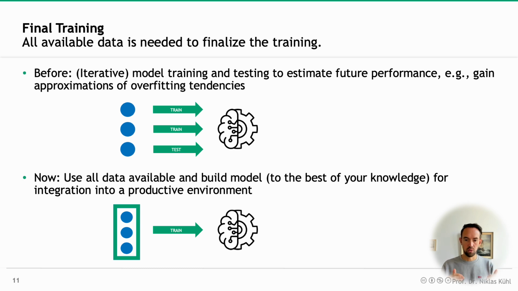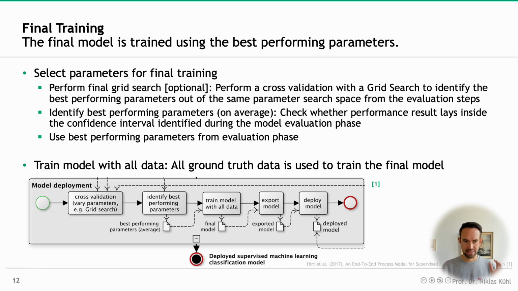Now, the goal is a different one, right? We have an understanding on how well our model performs, which parameters work well, etc. So now it's about using all the available data, and we want to use that to build the best possible model to the best of our knowledge, to then integrate it into a productive environment, right? So before it was all about estimating performance, now it's all about building the best model possible. And the steps to do that are the following.